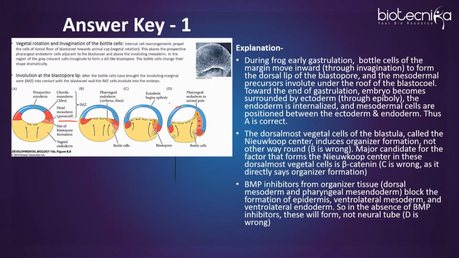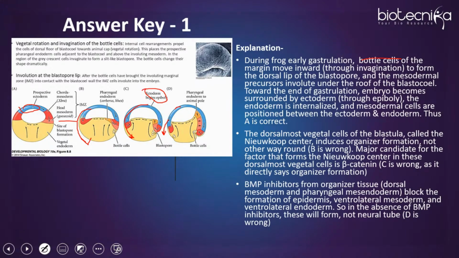You can see outside it is showing ectoderm begins epiboly. Can you see this blue color part, how it is coming and trying to enclose? Earlier the blue color part was only till here. So the blue color part basically means where it will be trying to form the ectoderm. So it has to spread like this. So that's what happens during frog gastrulation.